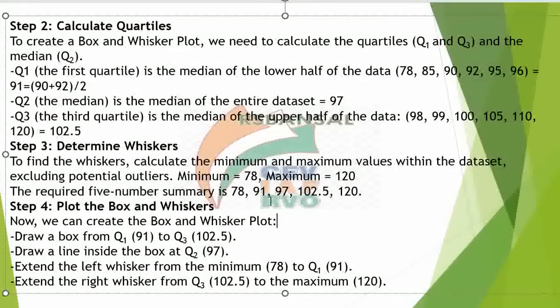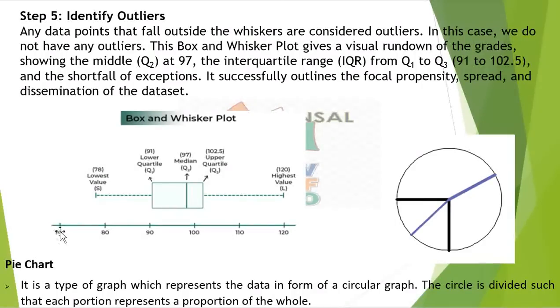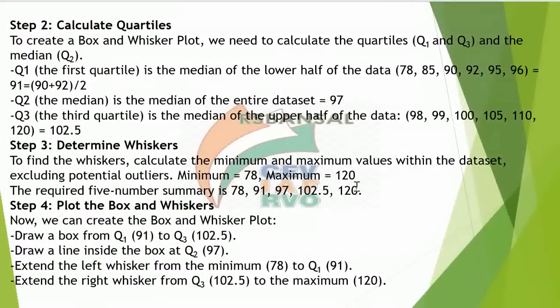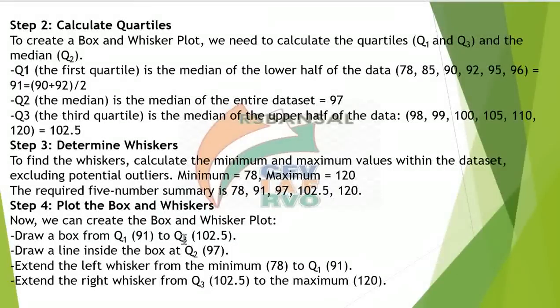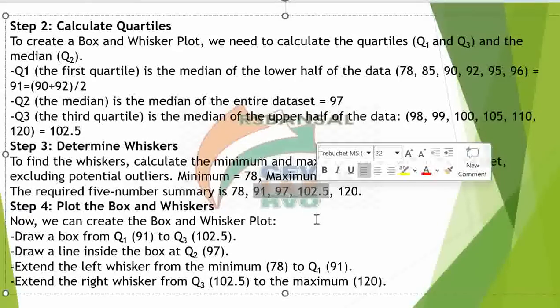So now, how to plot these values? First of all, you will draw a number line. The values vary from 78 to 120. So let us suppose we take the values 70, 80, 90, 100, 110 and 120, because all values lie in between these lines. Your quartile medians are 91, 97 and 102.5. So first you have to draw these values.